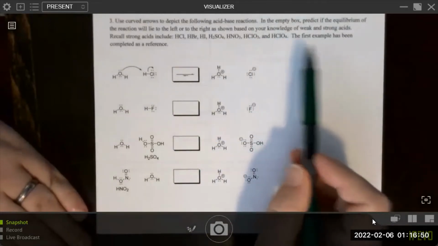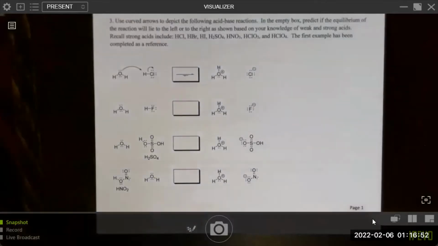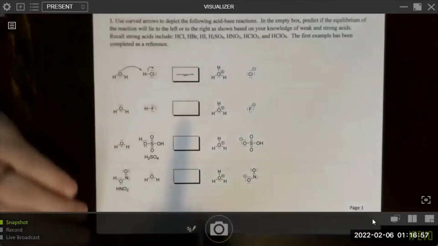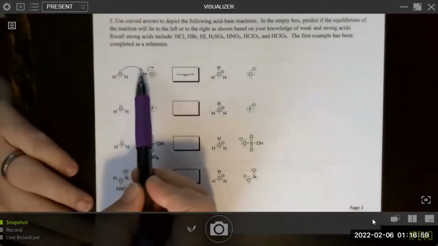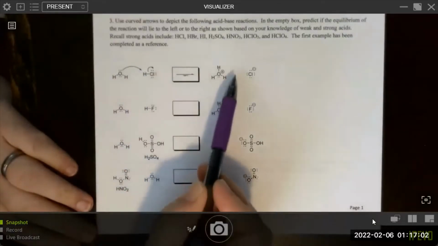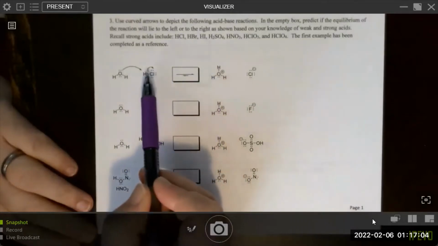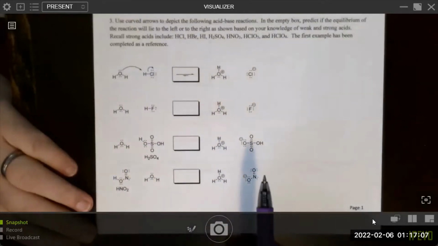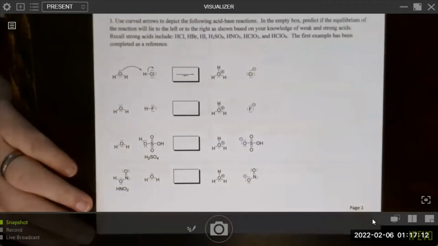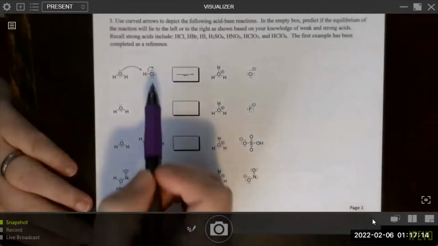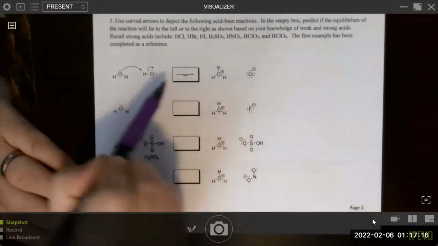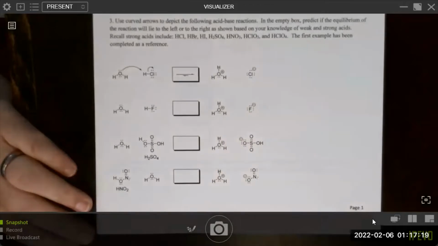And the first example has been done as a reference. So if we look here, we see that they're showing water as the base, taking this proton, and it ends up forming hydronium ion. The electrons are left behind to form chloride from hydrochloric acid. So they've shown us the curved arrows, and then because hydrochloric acid is a strong acid, we've predicted the equilibrium will lie to the right, because strong acids completely dissociate in water.